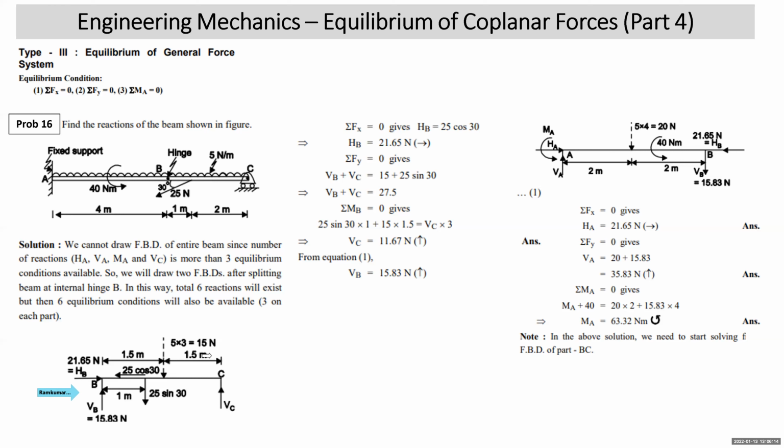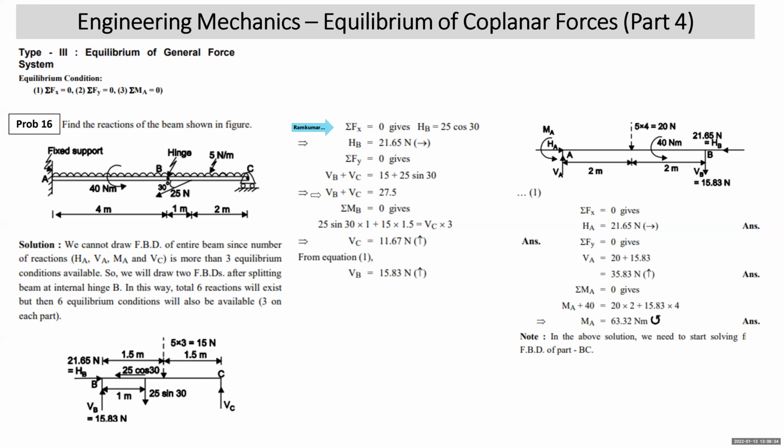Length of this beam is 3 meter. The 5 Newton per meter UDL is replaced by an equivalent point load. 5 into 3 is 15 Newton, 1.5 meter from each side. Your FBD is ready. You write first sigma Fx is equal to 0. HB is equal to 25 cos 30. Sigma Fy is equal to 0. VB plus VC is equal to 25 sin 30 plus 15.